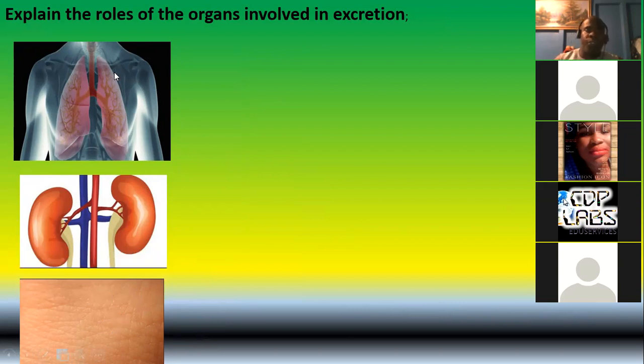Now, if they ask you to explain the roles of the organs involved in excretion, what they really want you to do is to name the organs and also state the excretory products which they excrete. Now, what's the name of the excretory product associated with the lungs? Anybody?